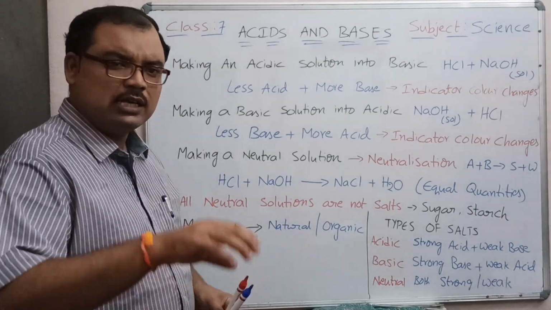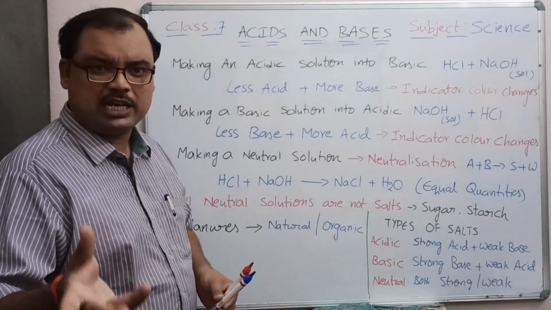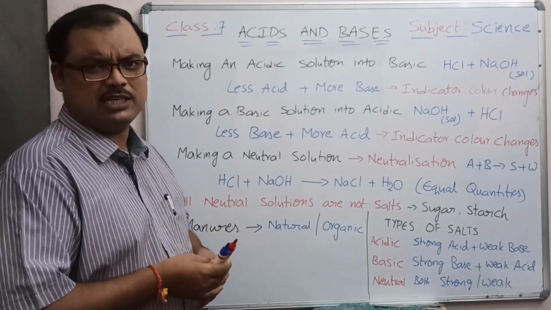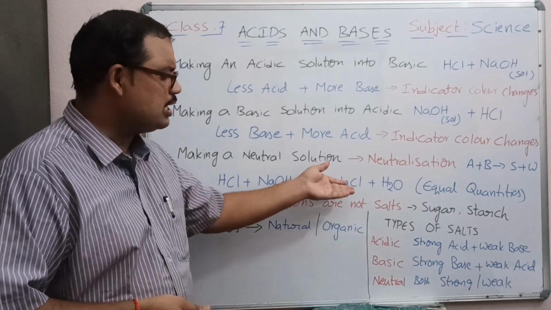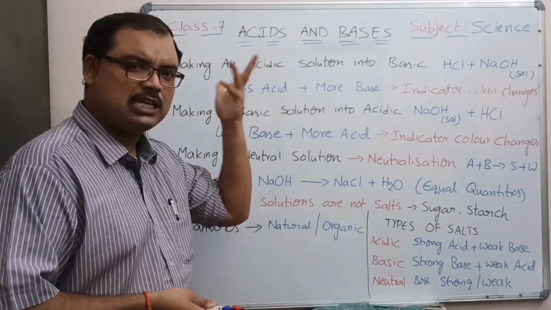Now salt we have discussed here. How many types of salts we have? We have majorly 3 types of salts. What are the 3 types again? I told you salt is formed as a result of reaction between acid and base. Now what are the 3 types?